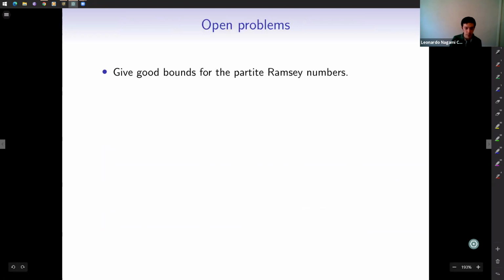I have a couple of open problems. I don't know if you have time to cover them. Right? Open problems you can ask, yeah, sure. Yeah, I can briefly cover them.